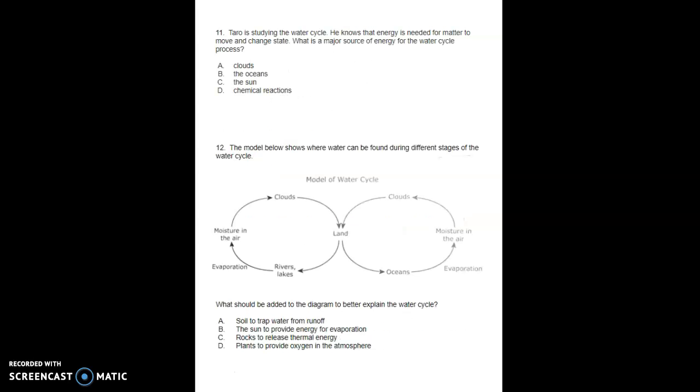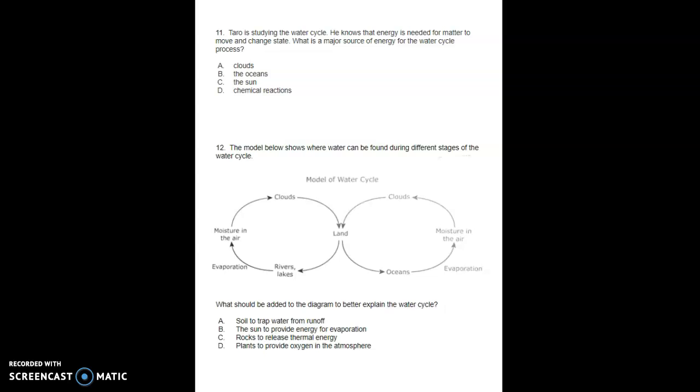Number 11. Taro is studying the water cycle. He knows that energy is needed for matter to move and change state. What is a major source of energy for the water cycle process? A. Clouds. B. The oceans. C. The sun. Or D. Chemical reactions.